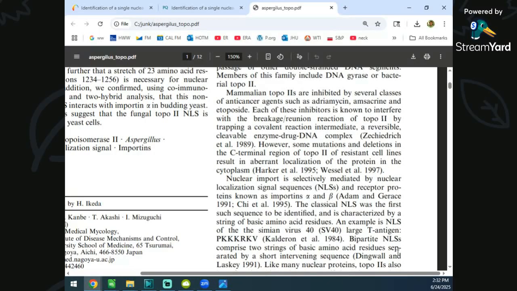Let me just pause here to explain. Most likely, definitely, etoposide is a poison, and it says here anti-cancer. So if you take etoposide, you'll basically poison the topoisomerase, and if topoisomerase doesn't function anymore, what do you think happens to the cell? It probably dies. Exactly.